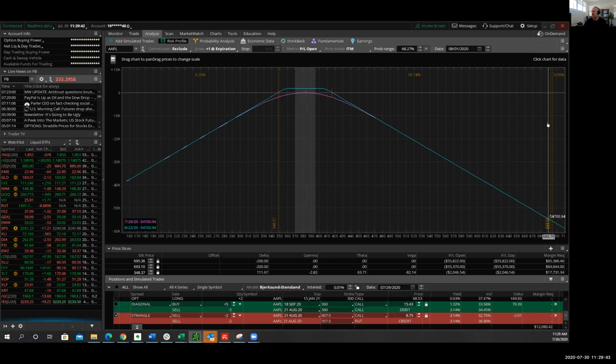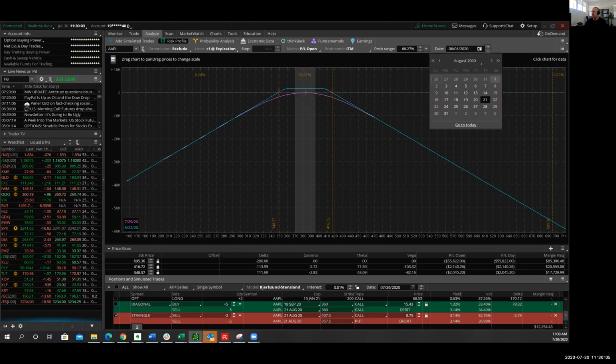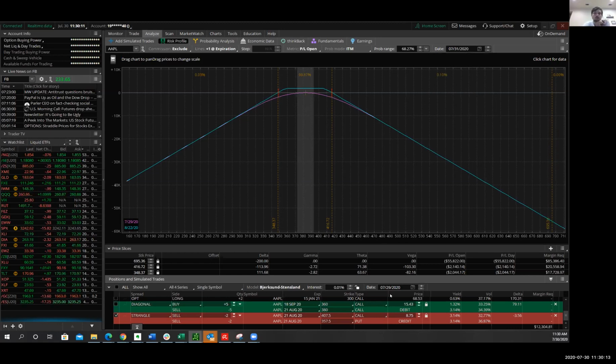Looks like we're going to have a 90+% probability of profit. Your maximum gain on this is 1750 in one day. No, let's see. I'm sorry, I take that back. We're going to change this to July 31st. And this is the 29th. So our maximum gain is, I don't know why that's showing, August 22nd.